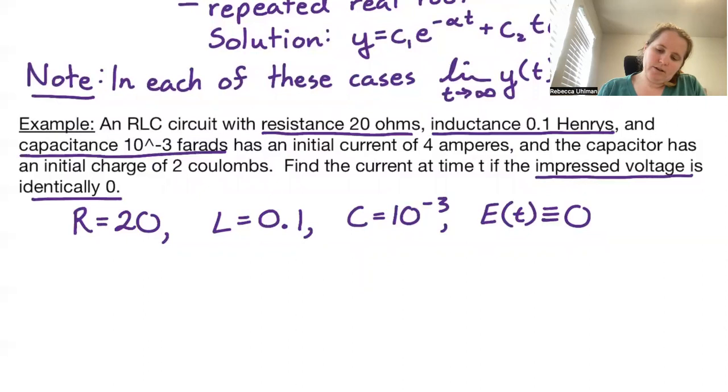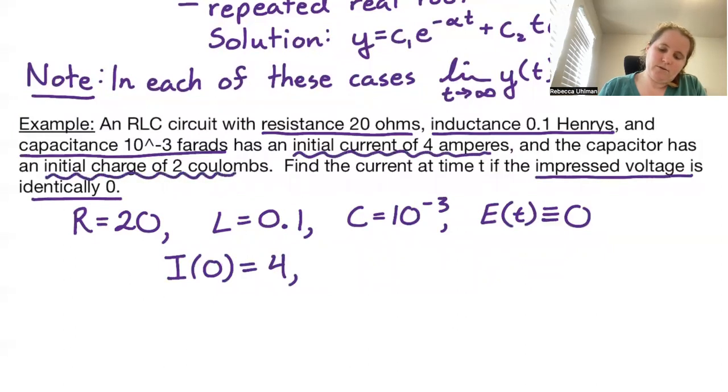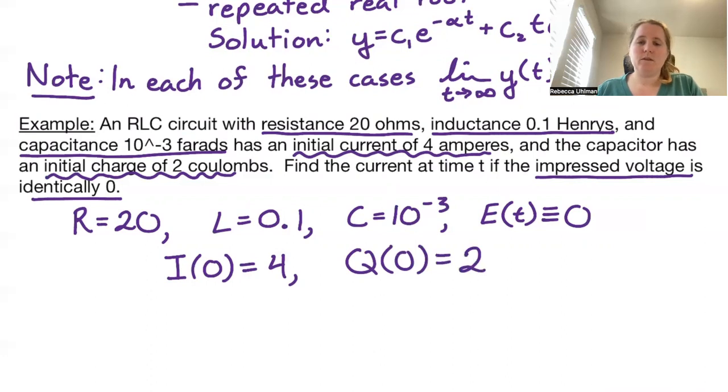Then we have initial conditions. We have an initial current of 4 amperes, so we have I of 0 is 4. And then we have an initial charge of 2 coulombs, so Q of 0 is 2. So we can go ahead and set up our IVP.